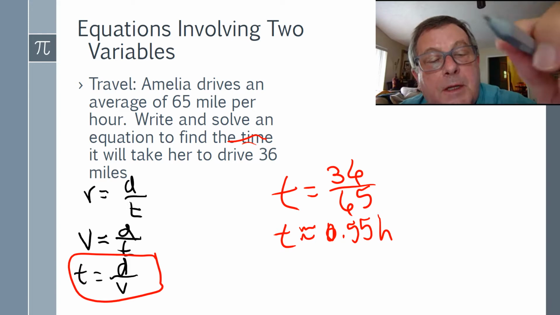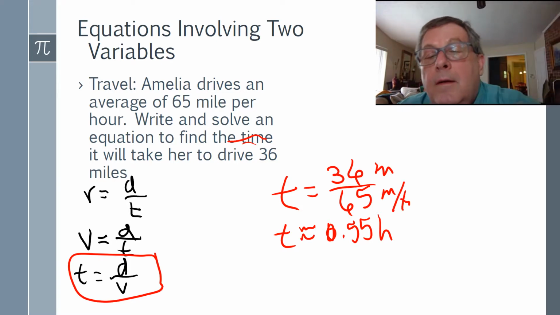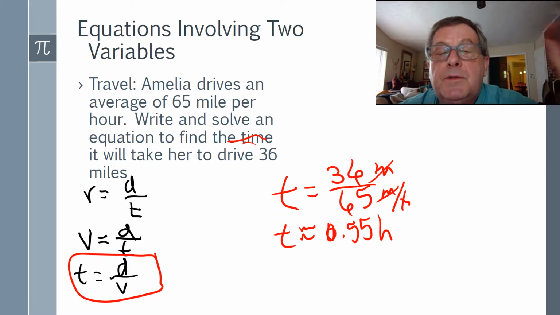Now, let's plug in something else here. This is miles, and this is miles per hour. And my miles will cancel out, and it leaves me with just hours. So, to drive 36 miles at 65 miles an hour is going to take you about a little bit more than a half an hour.